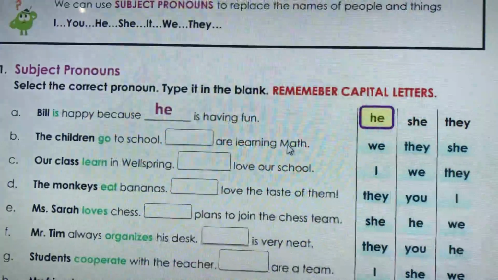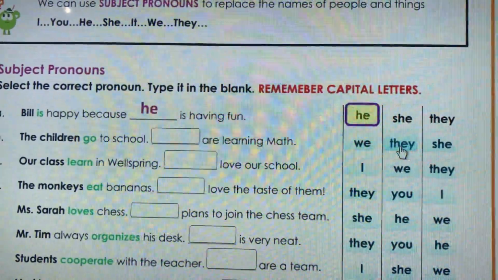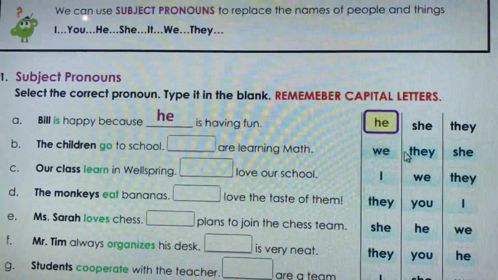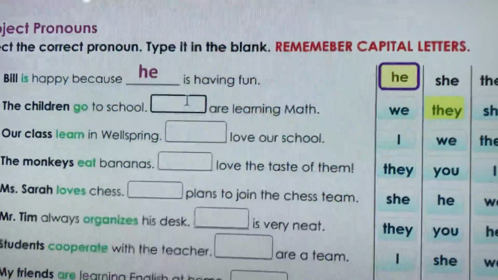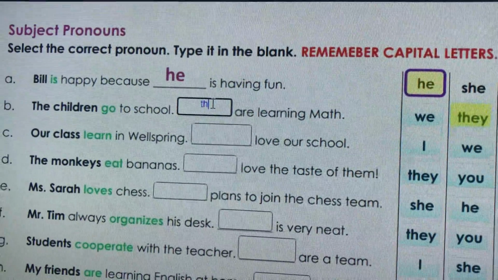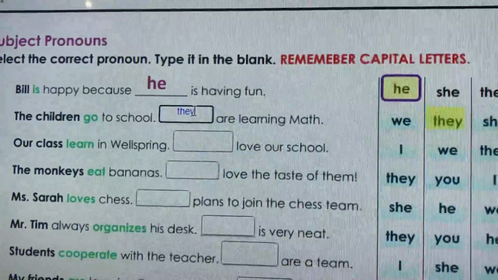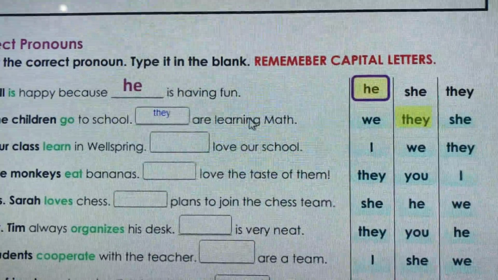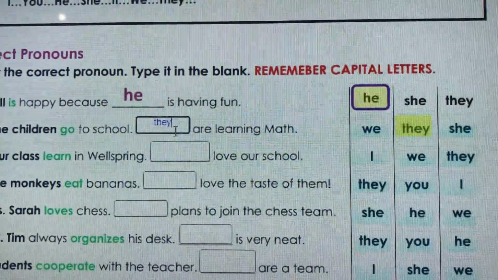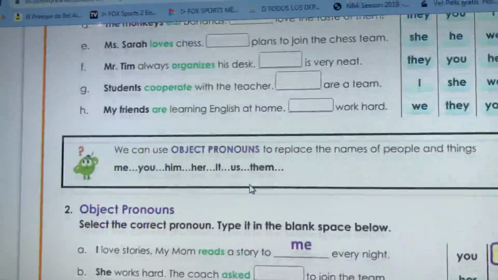Are learning math. So we're talking about we, they, or she. I think they're talking about they. So here you will type they. See? The children go to school, they are learning math. So I choose that one and I type it over here. That's basically what you need to do there.